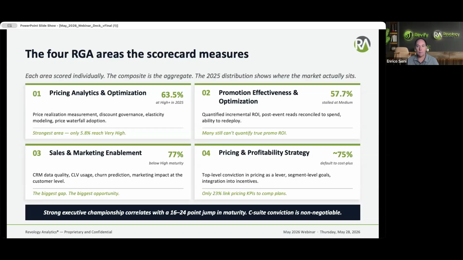So definitely an opportunity. And then also on pricing and profitability strategy, there's still a tremendous amount of cost-plus behavior going on across many industries. And of course, that's an opportunity for improvement as well, because they're not really pricing and selling on value, which means that they're leaving money on the table.